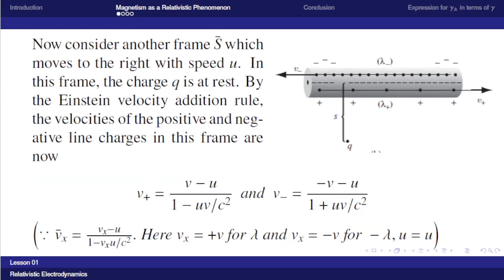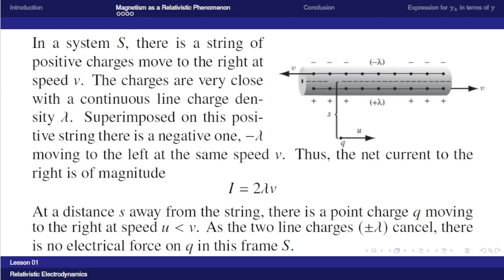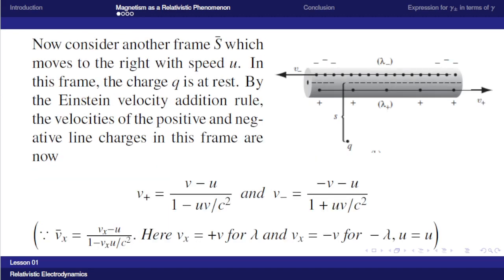Now we consider another frame, S bar. The second frame is attached to the point charge q, so it is moving with a speed u with respect to the first frame. In this frame the charge q is at rest, and the positive charges inside the conductor will be moving towards the right with a velocity v plus, and the negative charges moving towards the left with a velocity v minus. Already we have taken that u is less than v. As u is less than v, the directions of the positive and negative charges are not changed. They are moving towards the right and left, but their velocities will be different now.